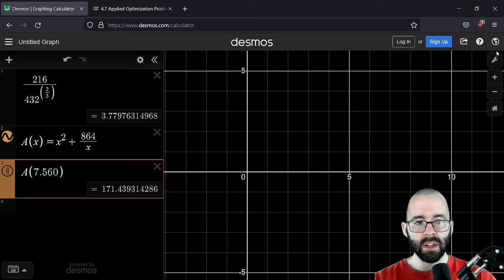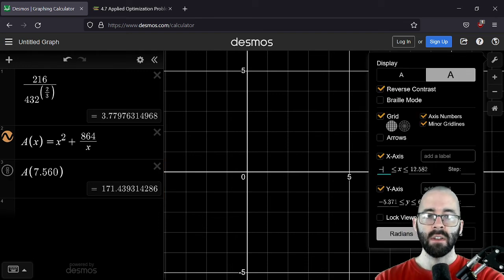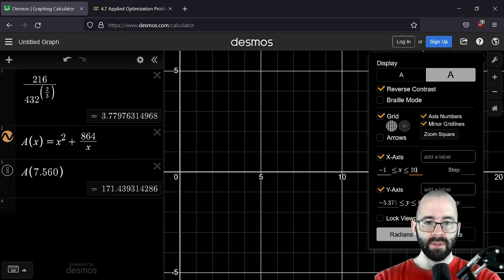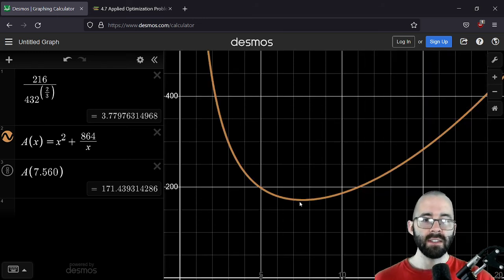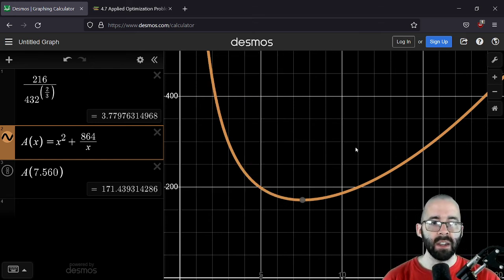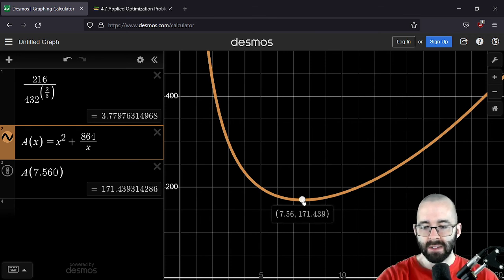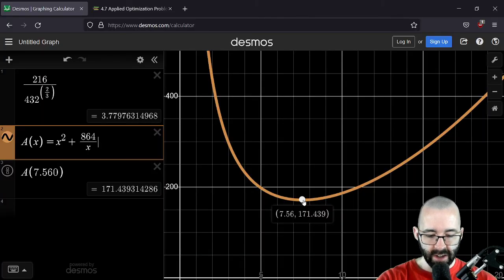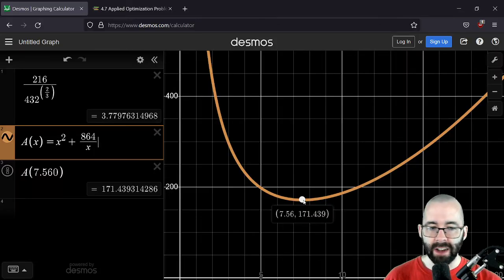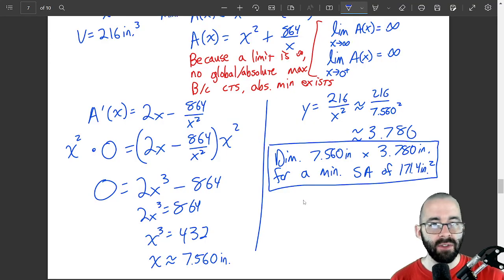And again, if you do look at this equation from, I don't know, 1 to 20 or something, surface area is going to be pretty big. You can see that, yeah, as x gets really small, the surface area gets infinitely big. And as x gets really big, the surface area also gets infinitely big. The sweet spot is when x is about 7.56 inches for a surface area of 171.4 inches squared. You really can see that by checking your answer here. And that's all there is to these sorts of problems. Just watch out for those domains. We'll do an extra problem in the next video for more practice.